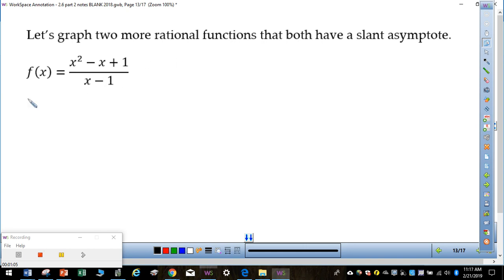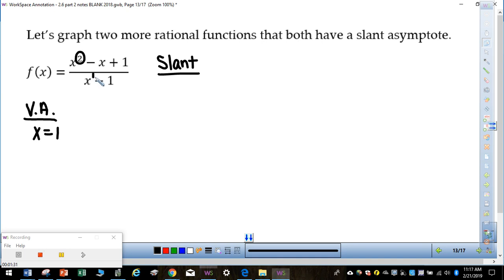So one thing we could say right at the start here, looking at our denominator, we've got a vertical asymptote at 1. Now, normally we would find the horizontal asymptote, which in this case we do not have. So notice how the degree of the numerator is 2. That's exactly 1 more than the degree of the denominator, which is 1. And so we're going to divide the numerator by the denominator.